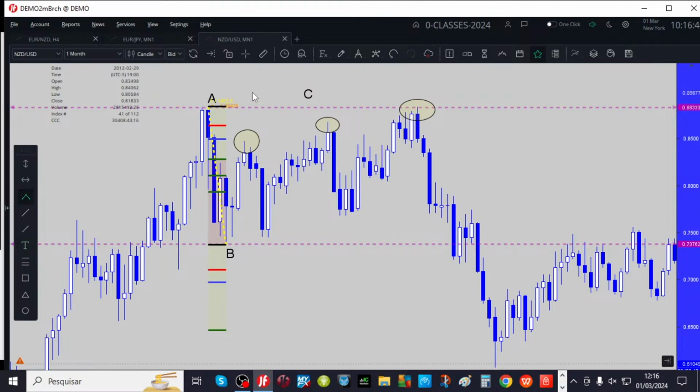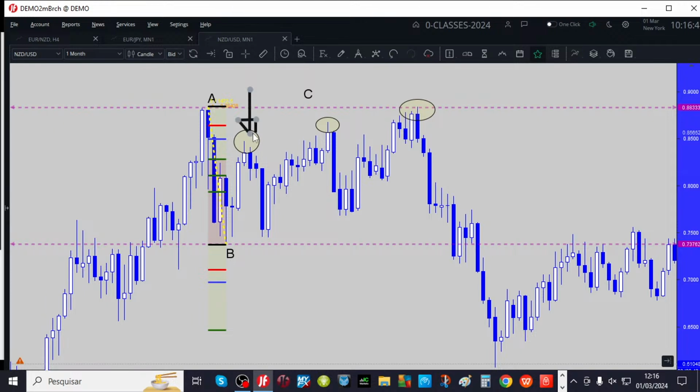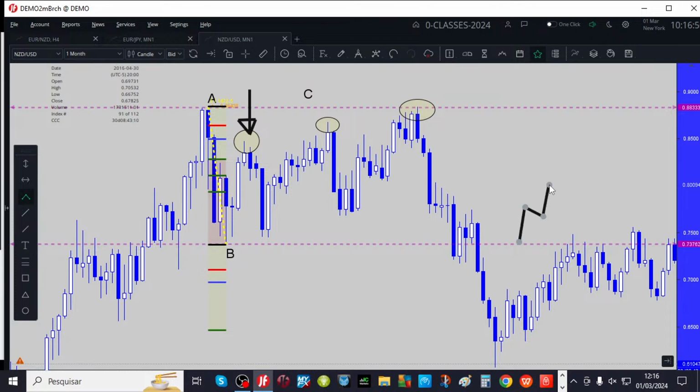Is the first the highest point inside the AB boundary? Is this the highest point, Melissa, inside the AB boundary? Which one is the highest point inside the AB boundary? Is the first circle the highest point? Is the second circle the highest point? Or is the third circle the highest point? Which one is higher?